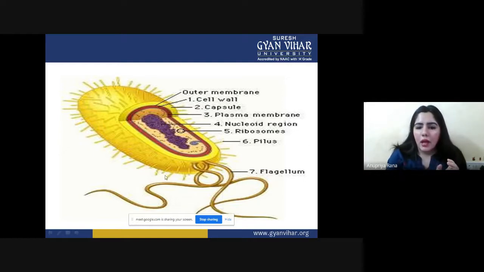This last one, the very long thread-like structure, is called the flagella. Flagella basically give the cell its locomotion property, movement. If the cell wants to move, then the flagella is the thing which helps the cell move from one place to another.